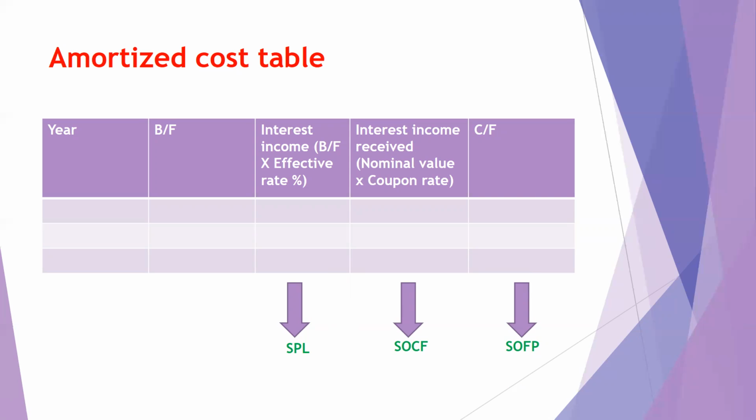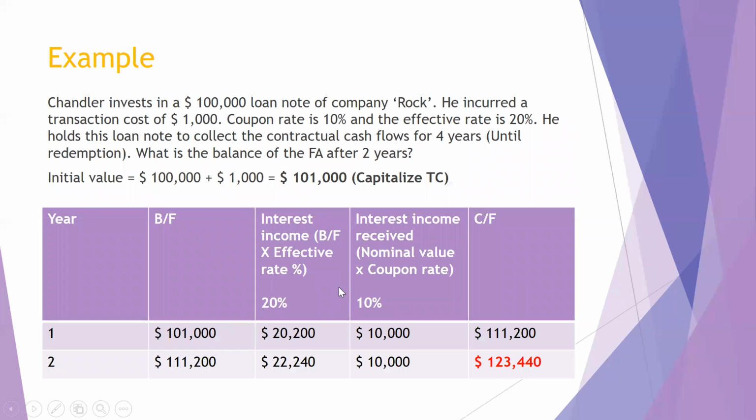Now let's look at an example with regards to amortized cost. Read along. Chandler invests in a $100,000 loan note of Company Rock. He incurred a transaction cost of $1,000. The coupon rate is 10% and the effective rate is 20%. He holds this loan note to collect the contractual cash flows for 4 years, that is until redemption. What is the balance of the financial asset after 2 years?